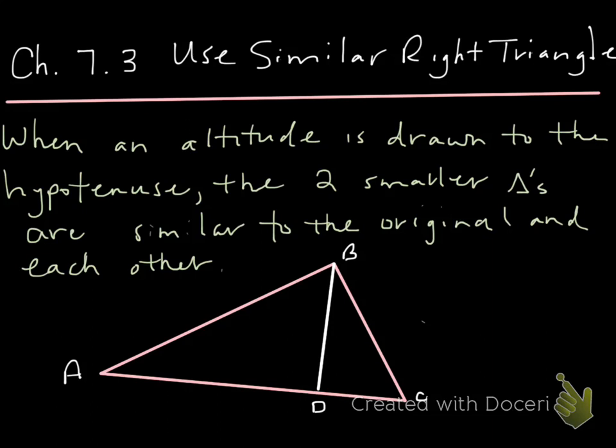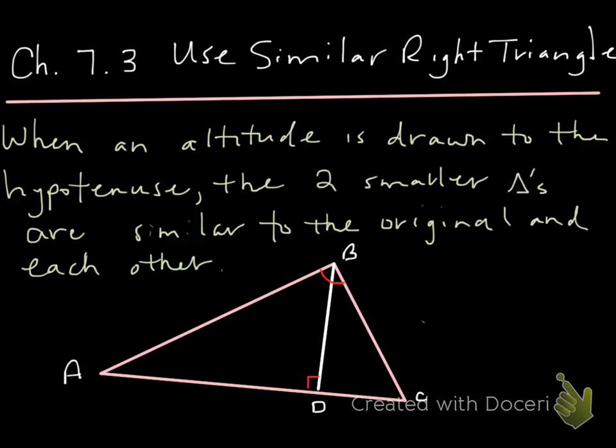Okay. So the first thing you need to understand is that when an altitude is drawn to a hypotenuse, the two smaller triangles are similar to the original and each other. If you look here, first of all, you need to remember that every triangle has three altitudes. That's when you take your angle, and on that angle you draw from the angle to the opposite side and make it perpendicular. And so you're going to have three altitudes.